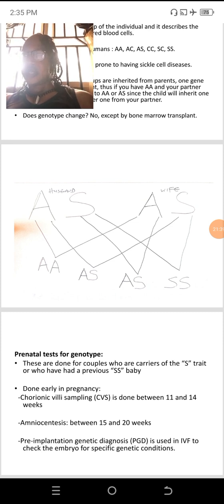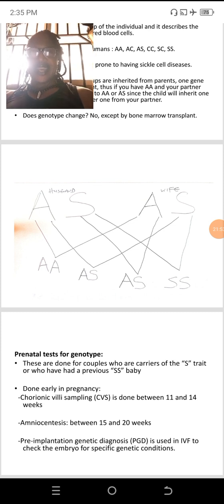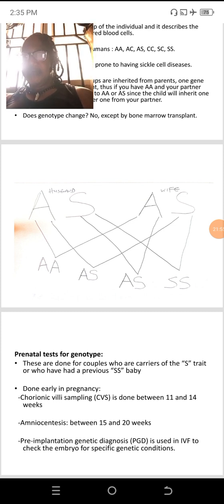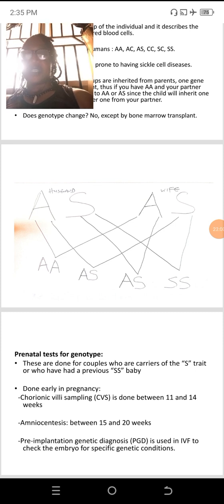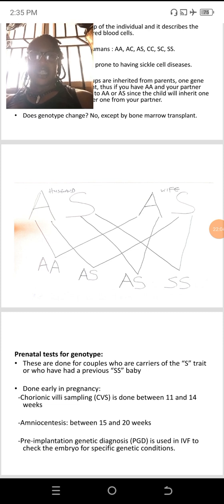Yes, there's another question here. Are there different types of AA genotype? No, there are no different types of AA genotype. AA is AA. There are no subtypes. There's no AA1 or AA2 or AA3. AA is AA. So these are some of the things we'll discuss here for this lecture.